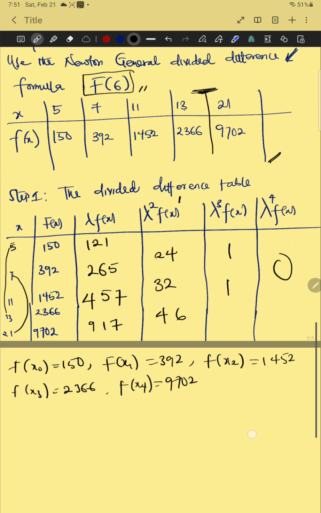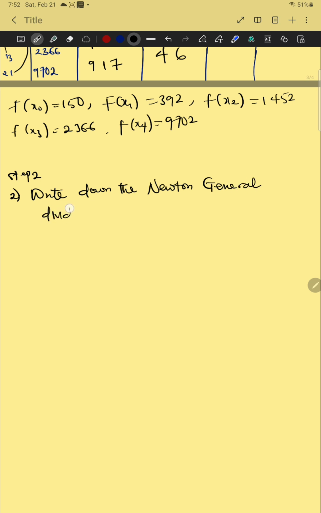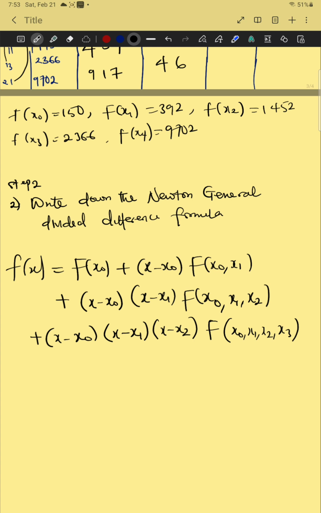Now that we have been able to build, our step 1 is to take the divided difference table, which we have done, number 1. Number 2 is to do what? Our step 2 is to write down the Newton general divided difference formula. That's a good one. All right. So we are writing the Newton general divided difference formula.